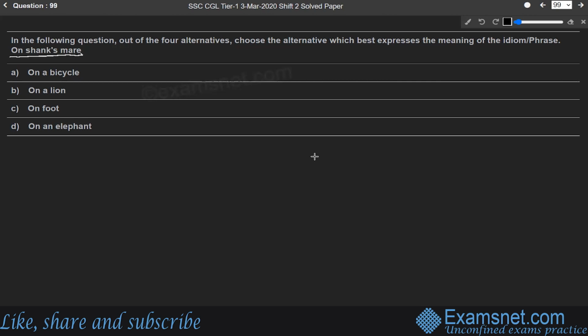And do you know how this idiom is derived? Shank's mare is derived from the name of the lower part of the leg that is present between the knee and ankle. It is the shank. The part that is present between the knee and the ankle is the shank, and nowadays it is also known as the shin bone.